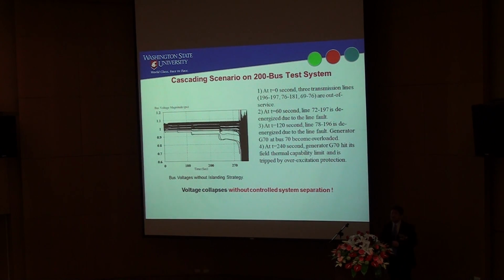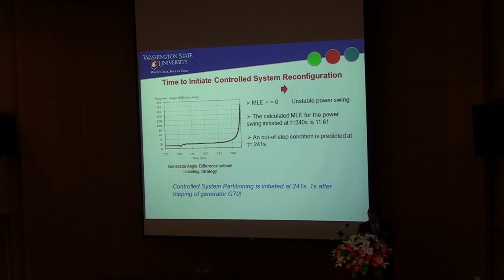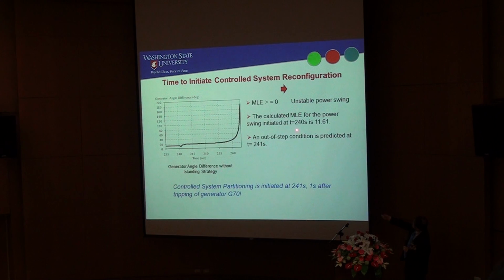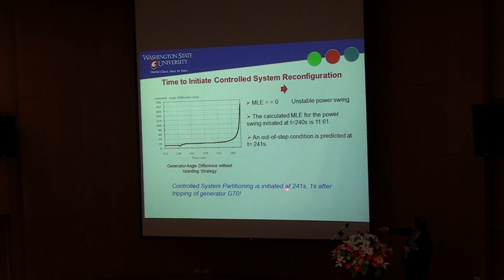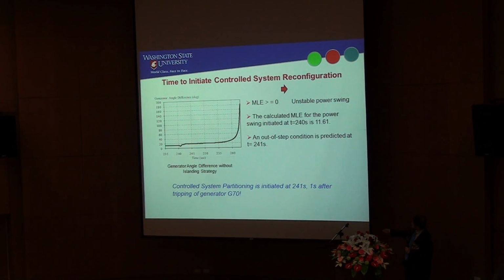And then you can see from the diagram, after 240, this is 240, 241. After 241, the generator tripped, and then you can see everything collapse. After 20 more seconds, everything collapsed. Okay? And so we calculate the maximum diagonal exponent, and the interesting thing is the system partition is initiated at 241 seconds, one second after tripping of that generator.